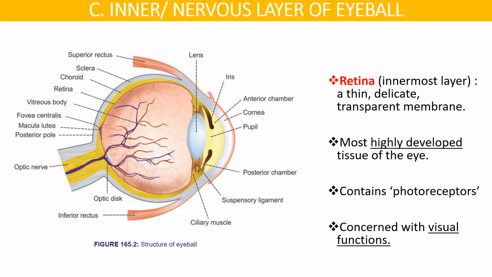The third and the innermost layer or coat of the eyeball is the retina. Retina is a thin, delicate, transparent membrane. It is the most highly developed tissue of the eye. Retina contains the photoreceptors, rods and cones, and is concerned with the visual functions. You will learn in detail and in depth about the layers of the retina and its functions in coming lectures.